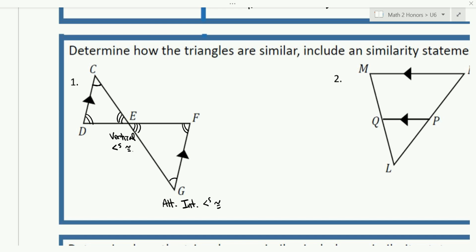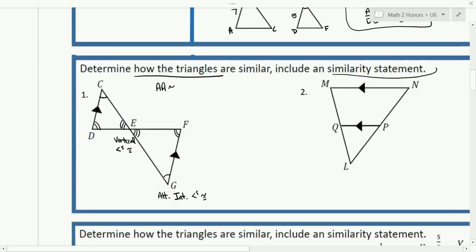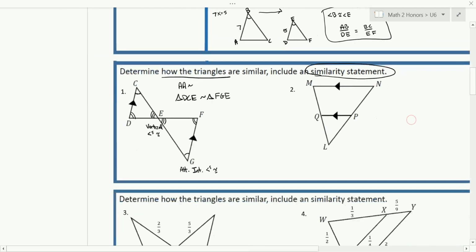So determine how the triangles are similar. That's AA similarity. And then include a similarity statement. A similarity statement is saying one triangle is similar to another. So triangle DCE is similar to which triangle? Order matters. FGE. Okay, good. Number 2, I'll leave for you.